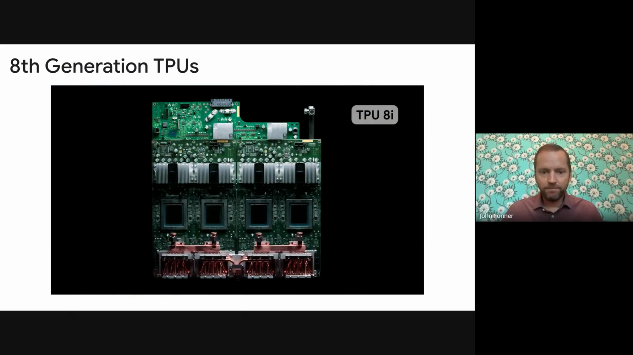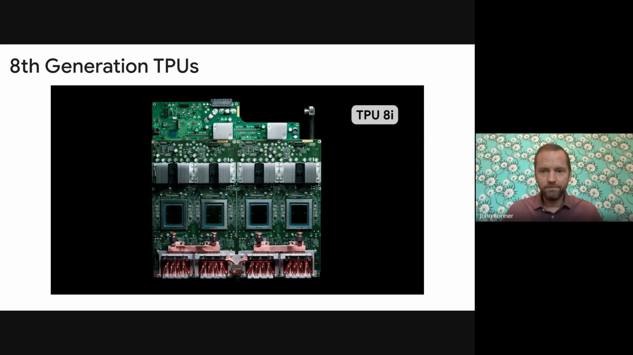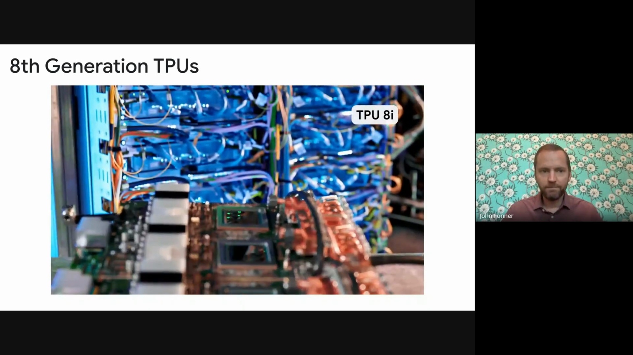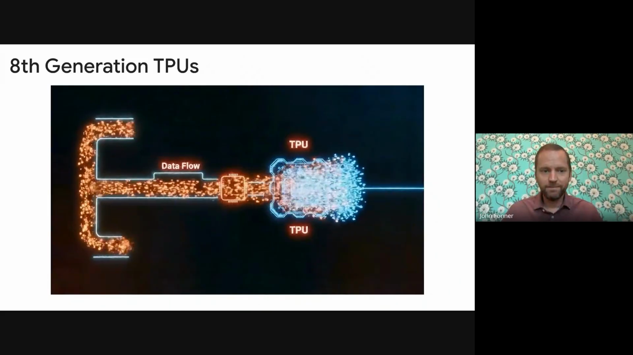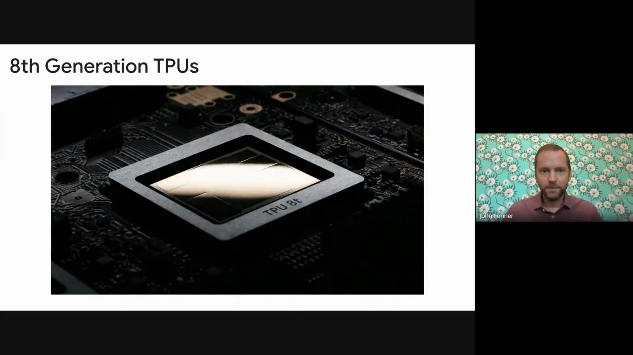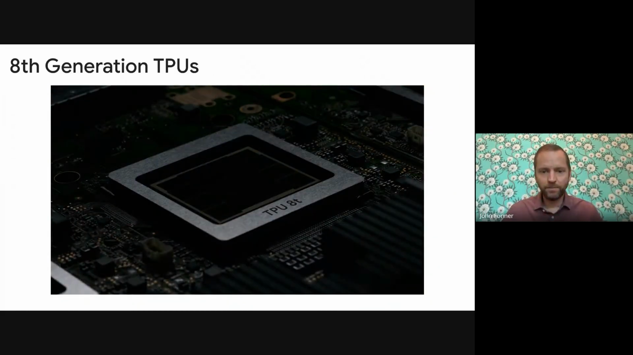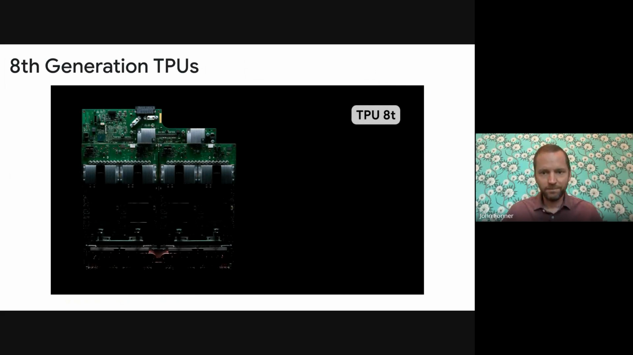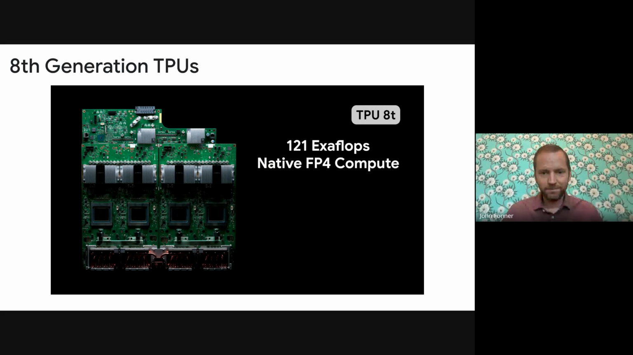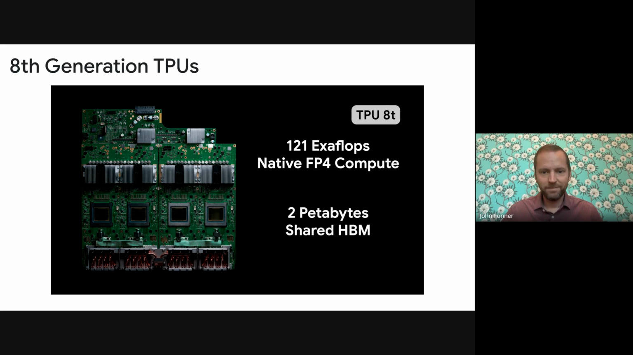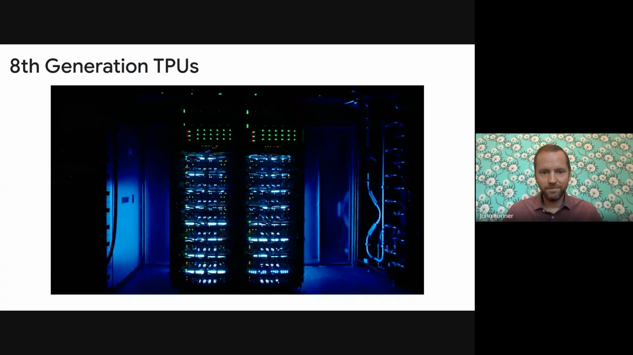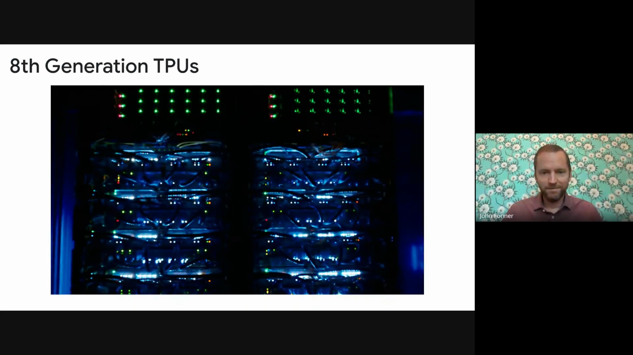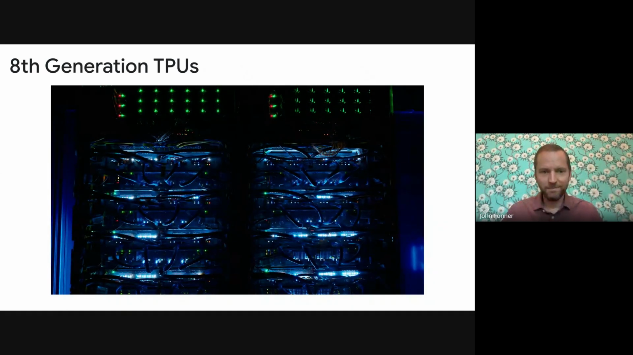The new frontier models will reach trillions of parameters. To build these frontier models of tomorrow, we need infrastructure that can handle mega-scale pre-training without being stalled by data bottlenecks. TPU-8T is optimized to reduce training time for trillion-parameter frontier models, delivering a staggering 121 exaflops of native FP4 compute and 2 petabytes of shared HBM within a single 9,600 chip superpod, a 3x increase in peak performance per superpod over the previous generation.